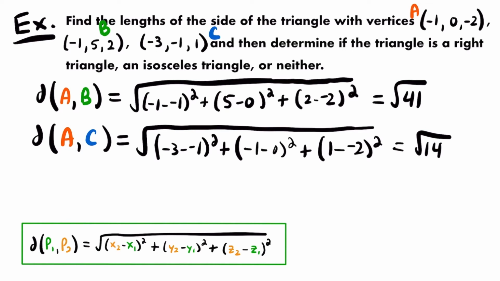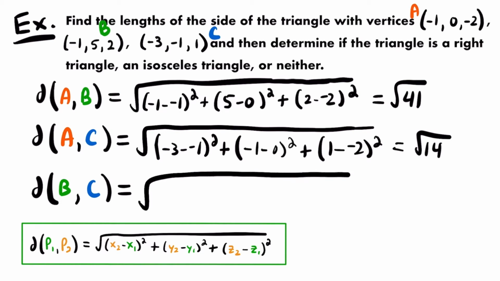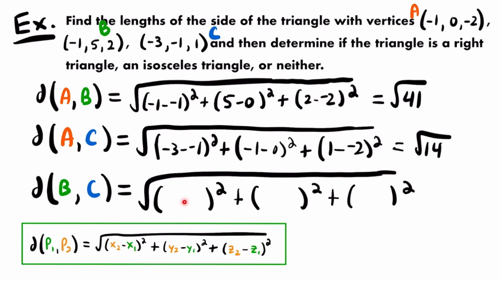All right, now we have one more side length to calculate. We have the lengths for 2 of the sides of our triangle. We now need to do one more. We need to know the length of the side between points B and C. So let's find the distance between points B and C, and that's going to be equal to the square root of the difference in the x-coordinate squared plus the difference in the y-coordinate squared plus the difference in the z-coordinate squared. Now our x-coordinates are -3 and -1, so we have -3 minus -1. Then our y-coordinates are -1 and 5, so we have -1 minus 5. And then the z-coordinates, we have 1 and 2, so we have 1 minus 2.